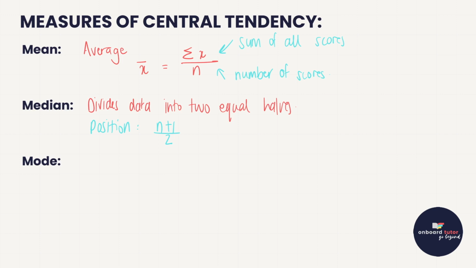Okay, and then finally, the mode. The mode is the value that occurs the most often. So you'll look at your data set and you'll see which score is repeated the most number of times, and that will be the mode.